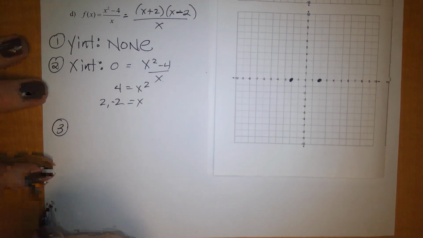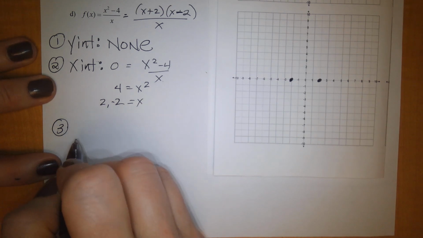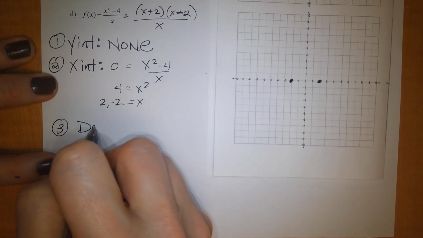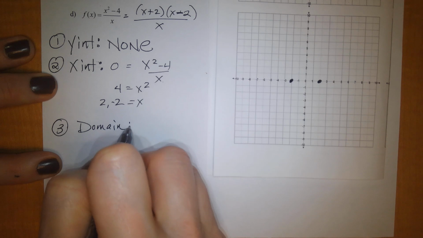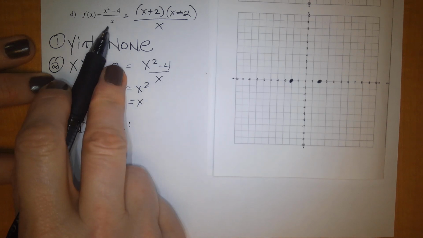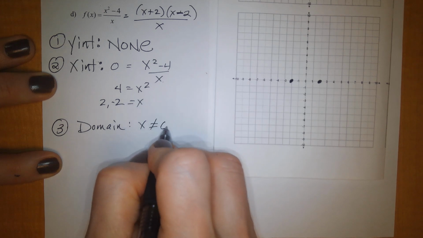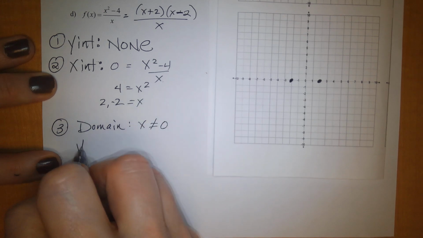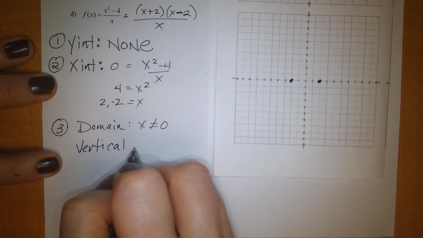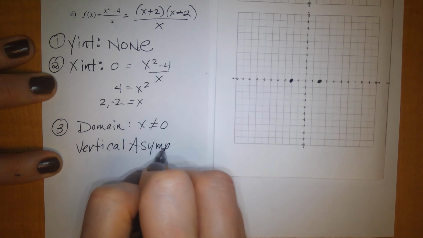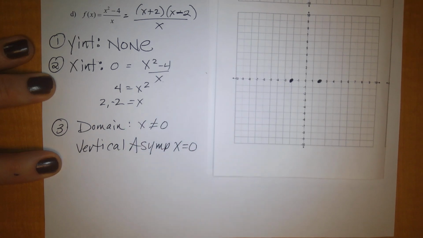In the third step, we're going to find any vertical asymptotes. In order to find vertical asymptotes, it's best to look at the domain first. The domain, I have an exclusion. X, the denominator, can never be 0. That's because there is a vertical asymptote located there. So I have a vertical asymptote located at x equals 0.